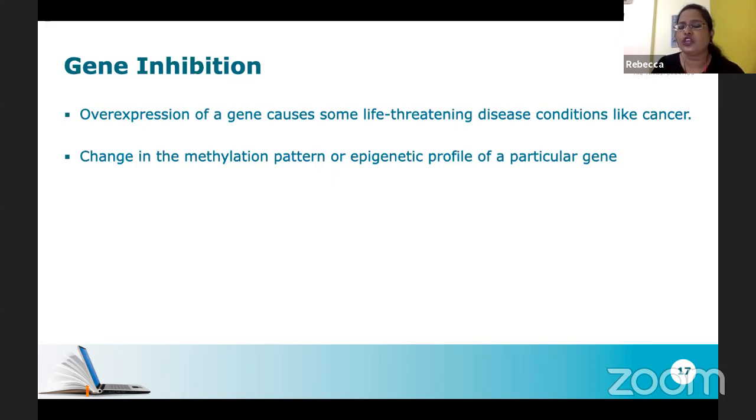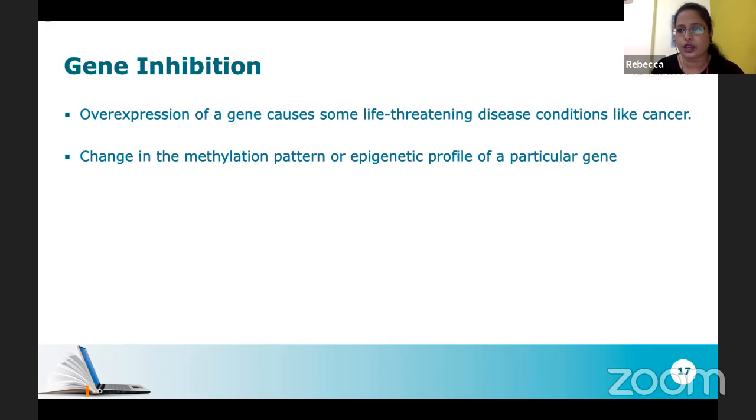So here we see in gene inhibition, overexpression of the genes. The genes express themselves in a more pronounced manner. Say for example, I told you the DNA replicates, and there is another copy of DNA. This is a life-threatening situation, because there is going to be a great change in the methylation pattern and also the epigenetic profile of the particular gene. Naturally, it alters the entire combination of the nitrogenous bases, and hence the protein produced will not be the desired one.